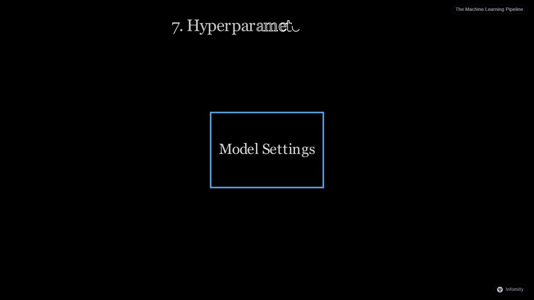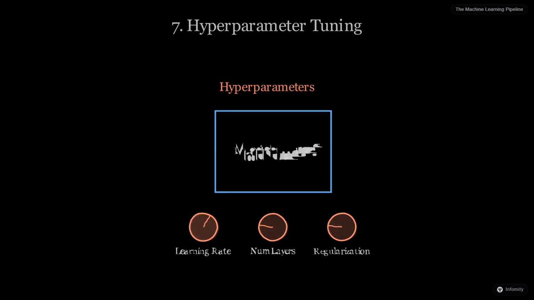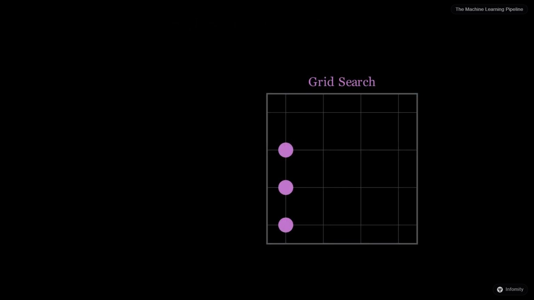Even after training and initial evaluation, a model's performance might not be optimal. This is where hyperparameter tuning comes into play. Hyperparameters are external configuration settings set by the developer before training, not learned from data. Examples include the learning rate, number of layers, or regularization strength. Tuning involves systematically trying different combinations to find the set that yields the best performance. Techniques like grid search automate this iterative process, unlocking the model's full potential.